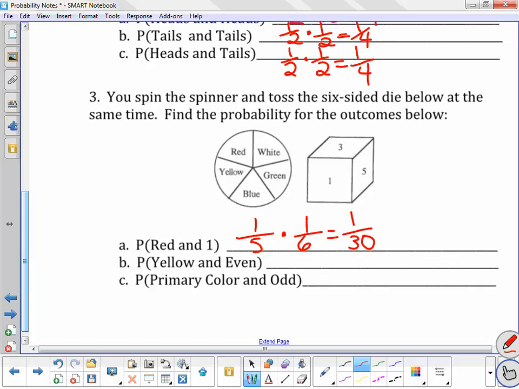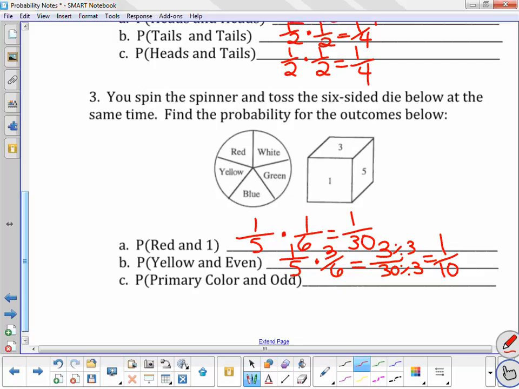Probability of a yellow, there are still 5 outcomes. There is 1 yellow times an even number. Well, our even numbers on that die are 2, 4, and 6, which is 3/6. And if you want to, you could simplify that to 1/2 off the bat, but I'll just simplify in the end. So 3/30, I divide by my 3, and I get 1/10.